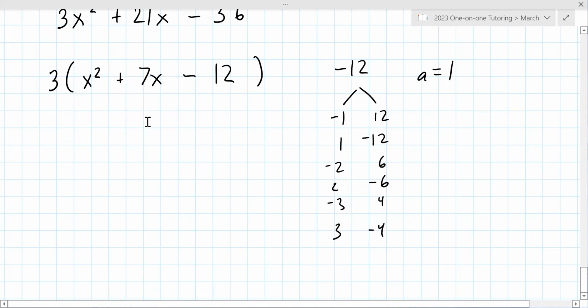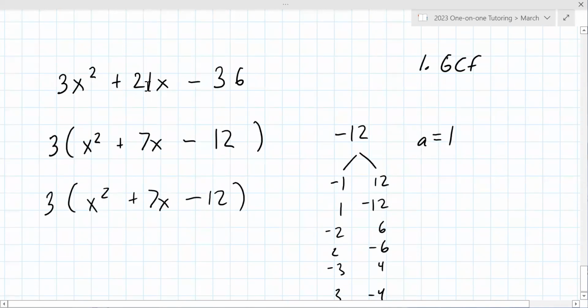It looks like this doesn't factor. Sometimes it doesn't. So this is the answer. Now, just to be clear, is this exactly the way it was written? 3x squared plus 21x minus 36? Yep. Exactly.